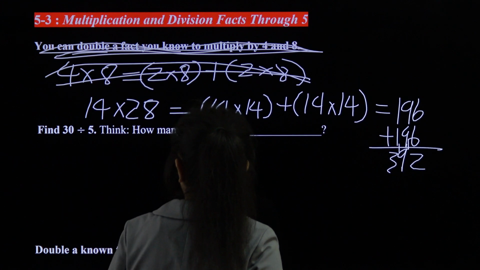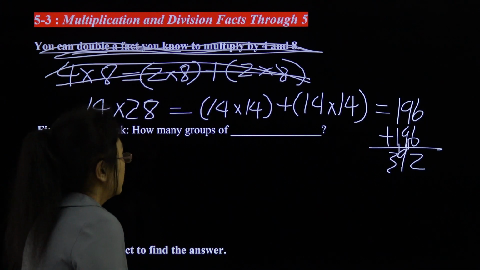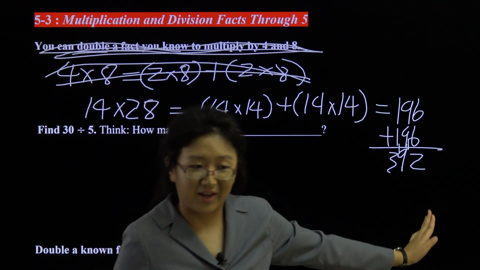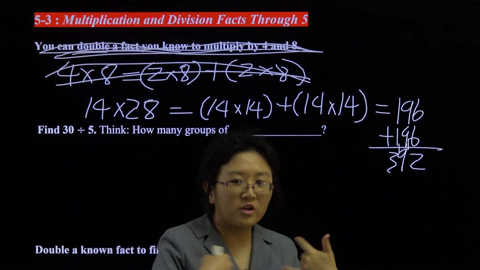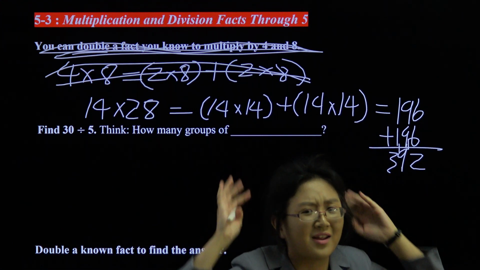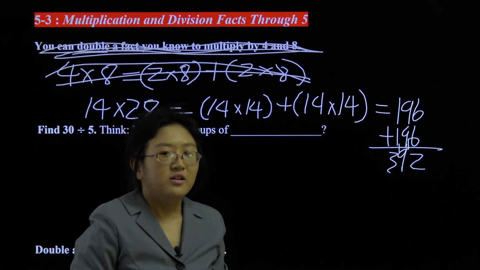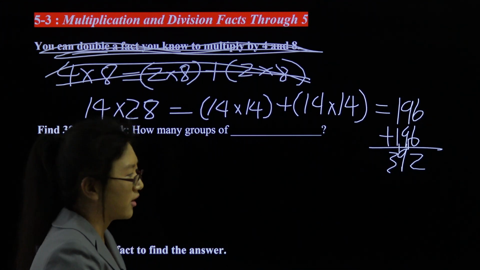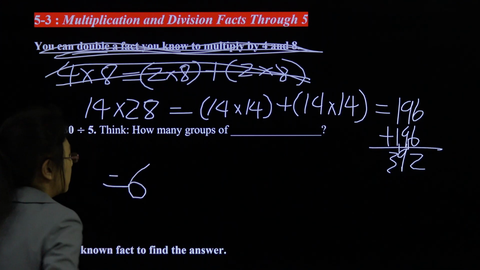Anyhow, find 30 divided by 5. Think how many groups of 5 are in 30. Don't just look at your multiplication table. Actually, no, don't even look at your multiplication table. Just recall the multiplication table from the depths of the recesses of your brain in some crevice or another and obtain that 5 times 6 equals 30. Therefore, 30 divided by 5 equals 6.